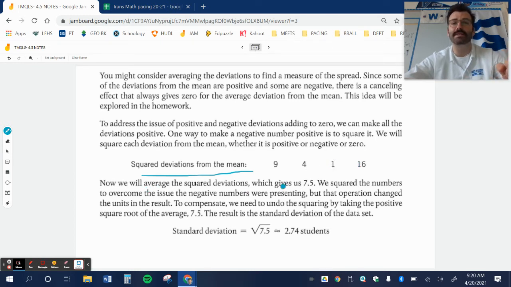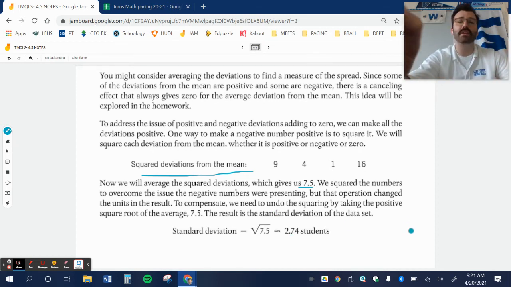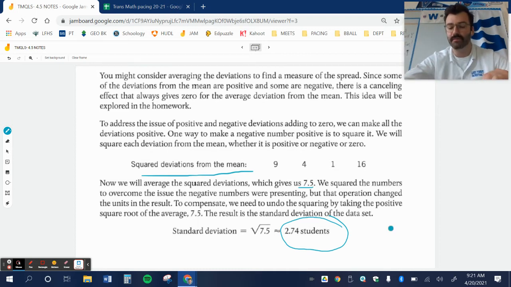Our next step asks to take the average of these numbers. So add these four numbers up and divide by 4: 9 plus 4 plus 1 plus 16, divided by 4. We square the numbers to overcome the issue of negative numbers, but the operation changes units as a result. To compensate, we have to take the square root. So the result of the standard deviation is about 2.74 students from our average.